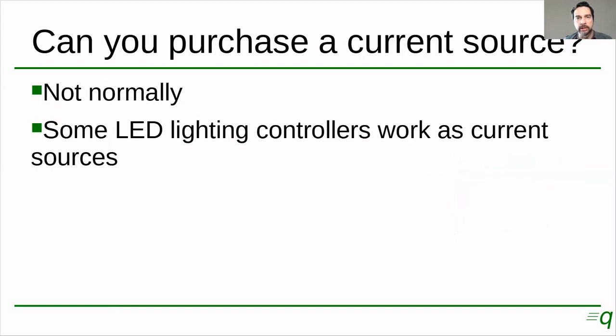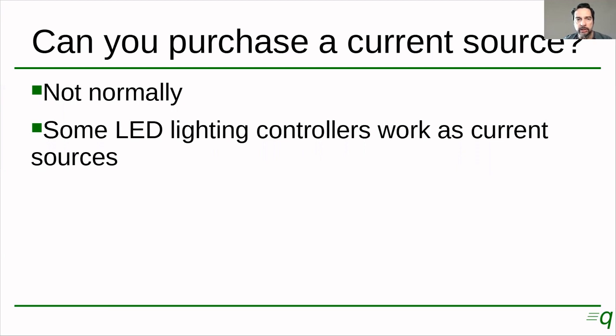So the question is, can you purchase a current source? Not normally. We have voltage sources all around us, right? A battery is a voltage source. A cell phone charger is a voltage source. The 120 volt outlet is a voltage source. We're surrounded by voltage sources. So the concept of a current source is not very intuitive because we're simply not used at all to dealing with those, right?